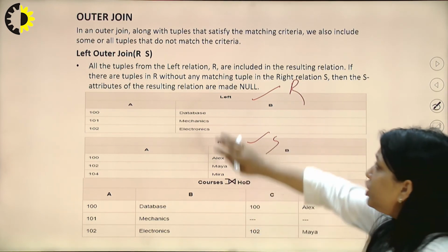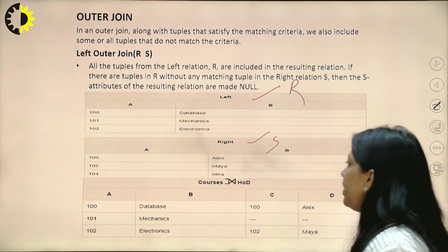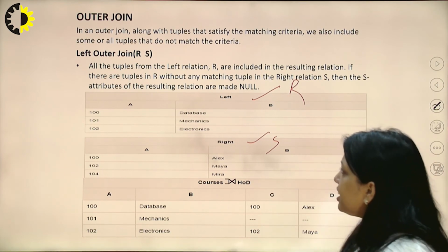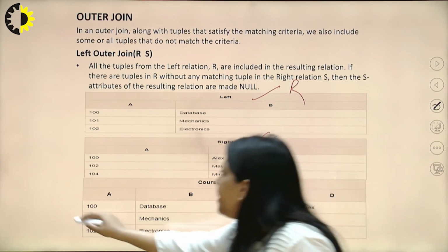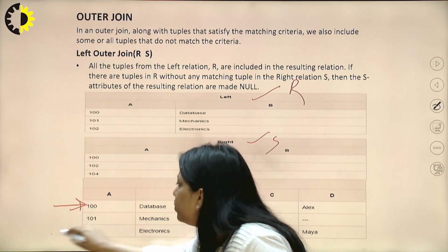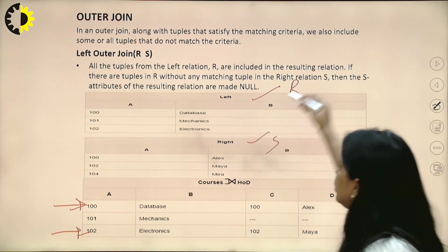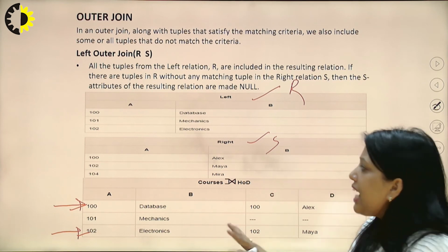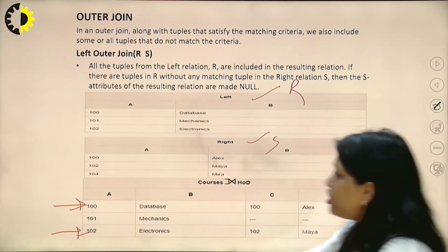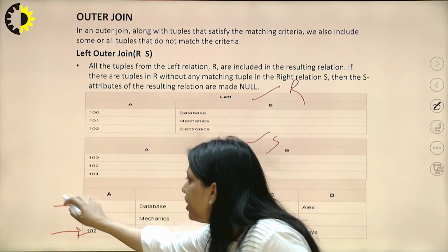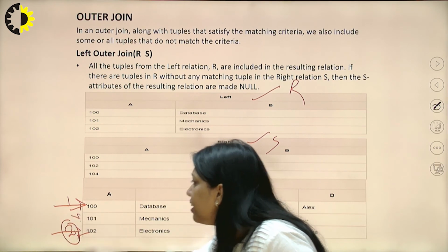After applying the natural join, we will get this table as an output, that is 100 and 100. If we apply the natural join on R and S, we will get only these tuples, that is 1 and 2. We will not get this tuple.